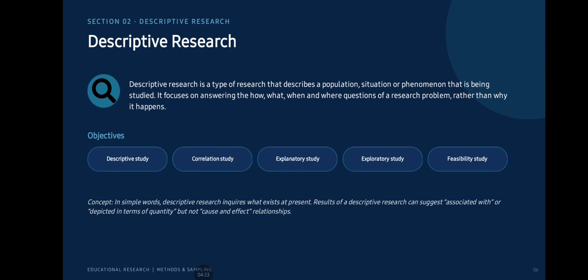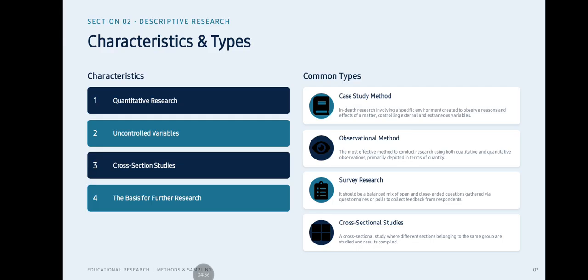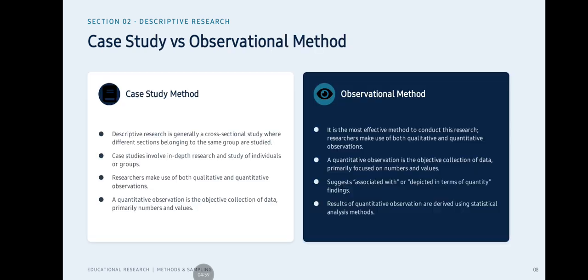Results of descriptive research can be associated with or depicted in terms of quantity, but not cause and effect relationships. Next is characteristics and types. We'll go through the characteristics. First, quantitative research, uncontrolled variables, cross-sectional studies, the basis of further research. Common types: case study method, observational method, survey research, cross-sectional studies.